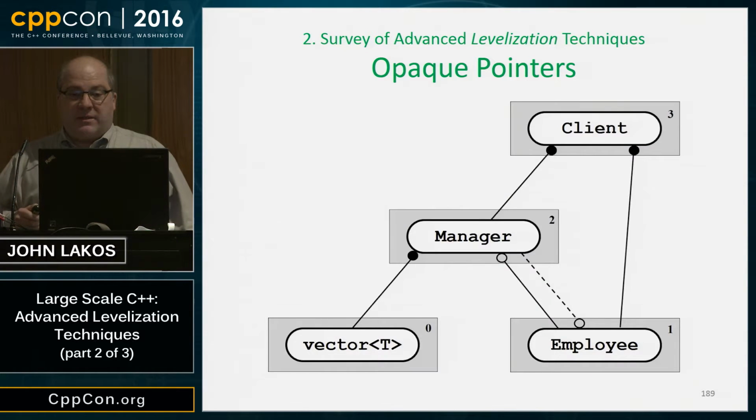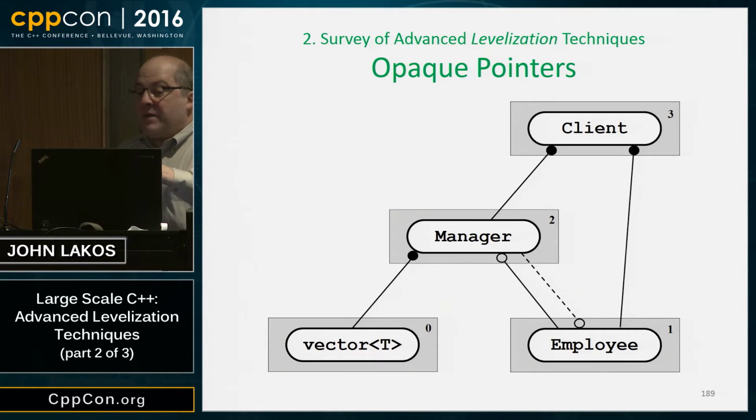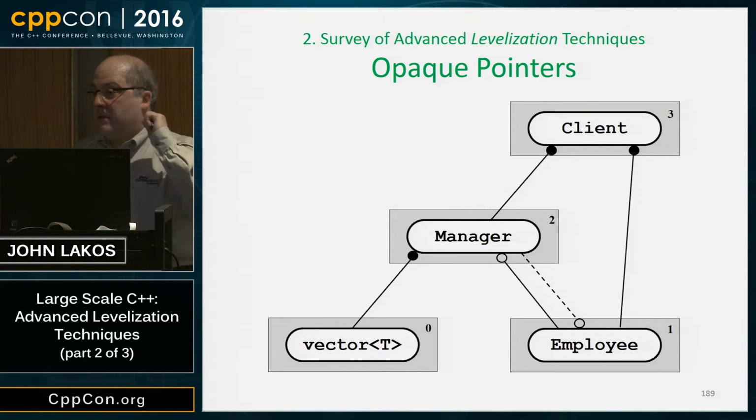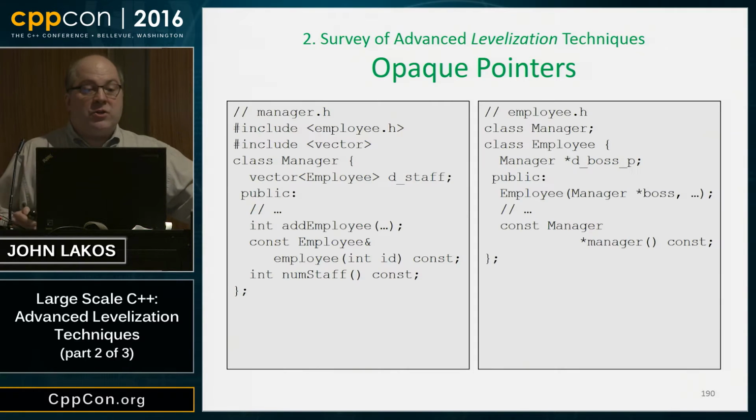Hold on. This is what it looks like, and the client is at a higher level. So therefore, the client knows about the manager type and knows about the employee type. The employee does not know about the manager type, but the employee does hold an opaque pointer to the manager. Okay? So this works. You can do the same thing.